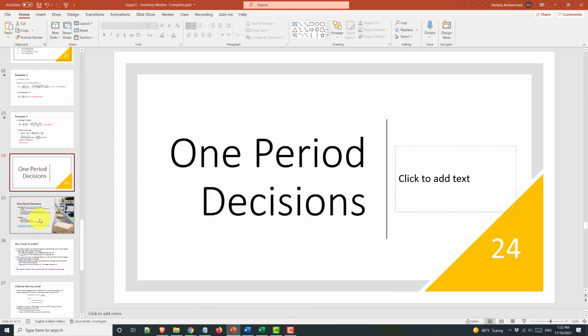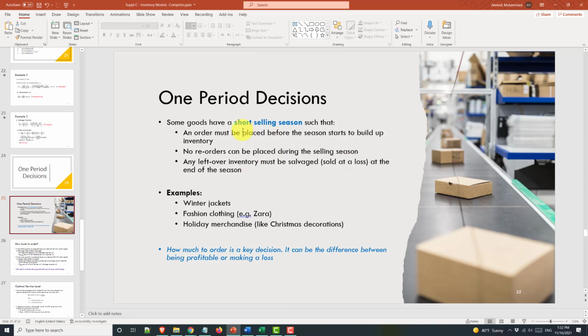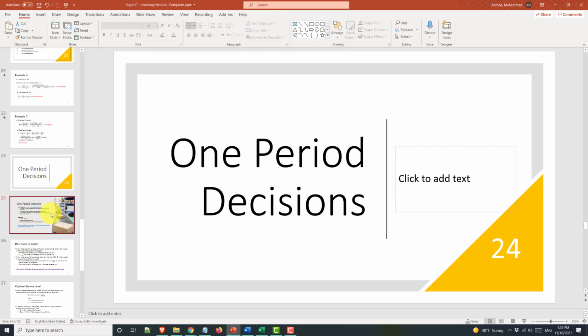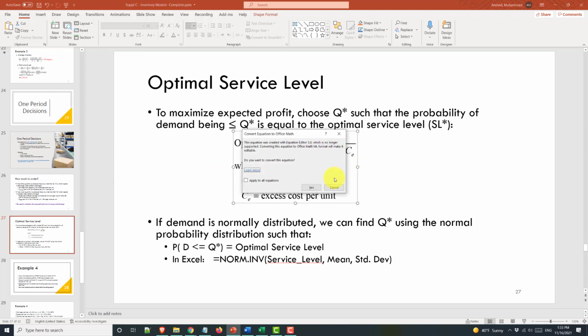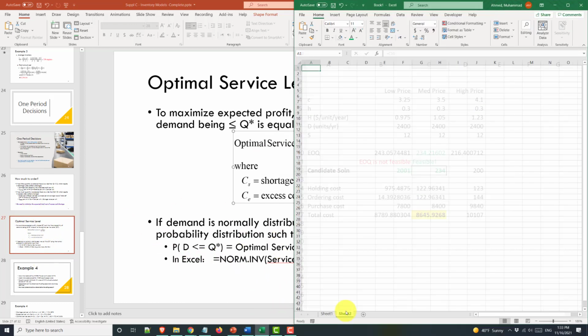Right here, one-period decisions are all about when you have a short selling season as compared to the lead time and you cannot reorder. And it even gives you the example of a winter jacket in the slides right here, right? So we are in the right area to see how to solve this problem. These problems are pretty simple. You have to find CS, or cost of shortage per unit, cost of excess, and then you have to find this optimal service level, and then you can figure out from the probability distribution how much to order. Right. So let's do this problem.